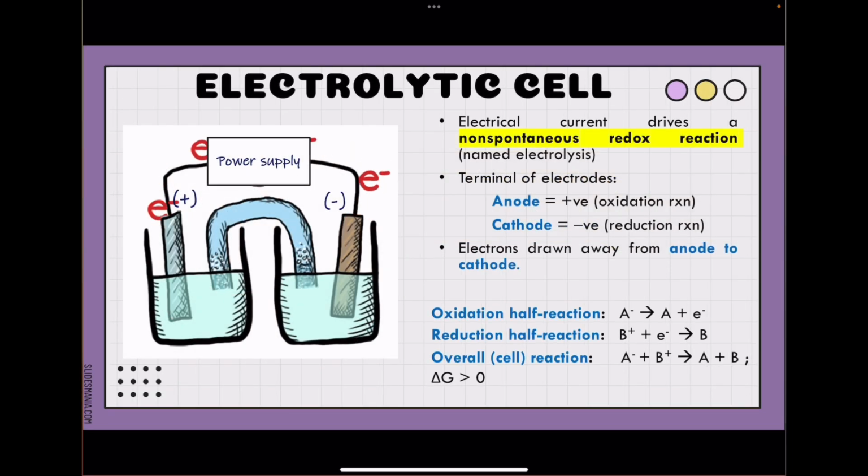An electrolytic cell is a type of electrochemical cell where an electrical current drives a non-spontaneous redox reaction. This process is called electrolysis. At the anode, the positive terminal, the oxidation process takes place. At the cathode, the negative terminal, the reduction process occurs. Electrons are pulled away from the anode and pushed toward the cathode by the external power supply.